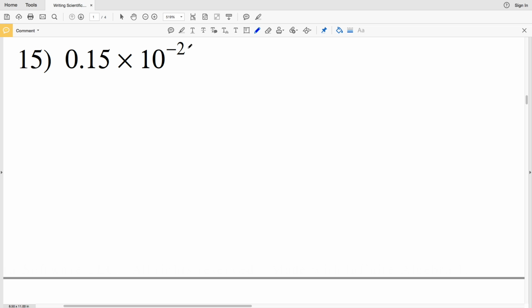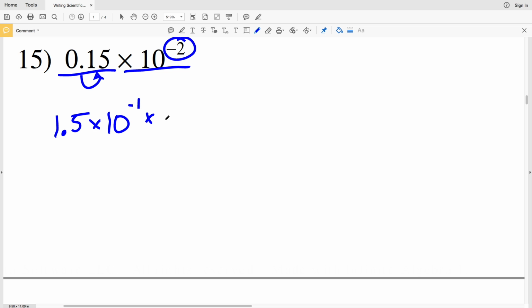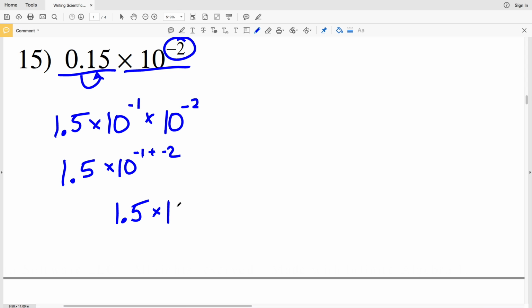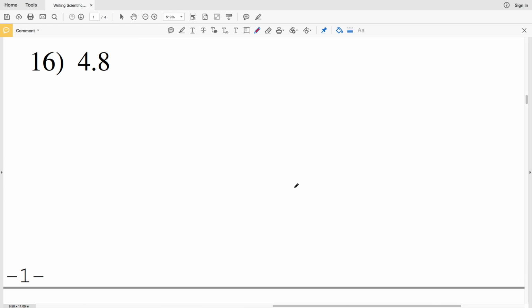And number 15, I'll go ahead and write 0.15 in scientific notation and then add my exponents. So moving the decimal place over once, I'll have 1.5 times 10 to the negative 1, and I'm multiplying that by 10 to the negative 2. So that's 1.5 times 10 to the negative 1 plus negative 2, which will give me 1.5 times 10 to the negative 3. And lastly, on this first page, number 16.